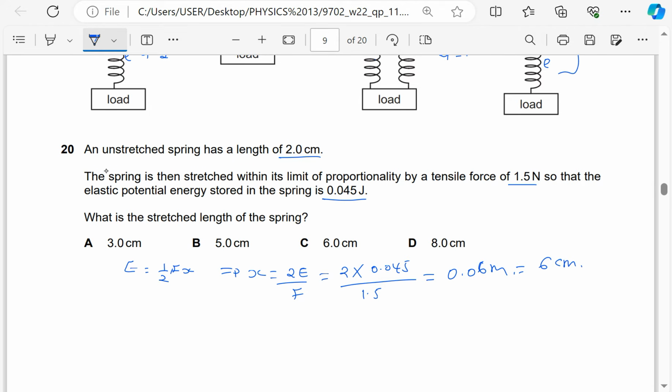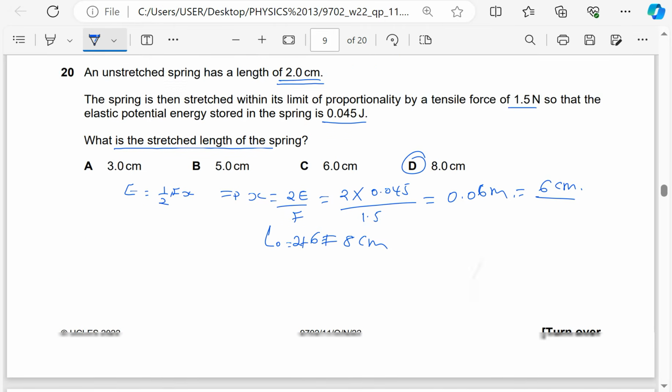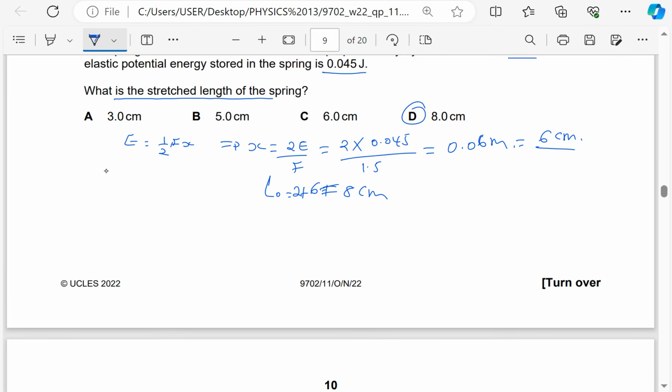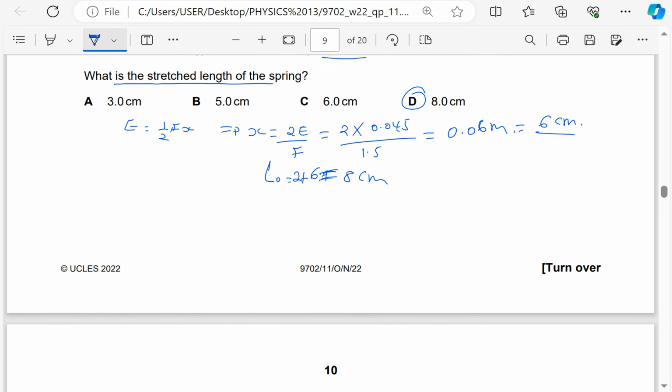The question is, what is the stretched length? So I need to add the original length plus the extension. So the stretched length is going to be 2 plus 6, which is going to be 8 centimeters. So the answer is going to be D. It is the original length plus the extension.